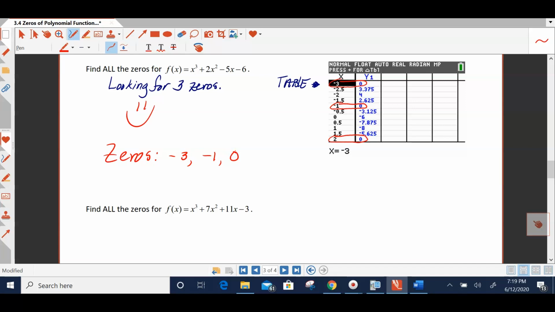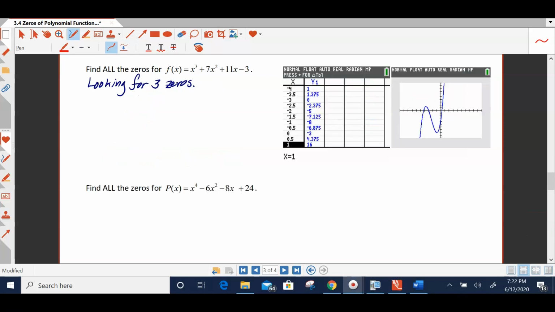Okay, now I want you to pause the video and try the next one. Well, here's what I see for this function. Looking for 3 zeros, I went to my table and I found 1. Hey, at least I have 1. 1 from my table. So from my table, I've got a zero of -3. But I know there's 3 zeros, and when I look at the graph, I see there's 1 here, 1 here, and 1 here.